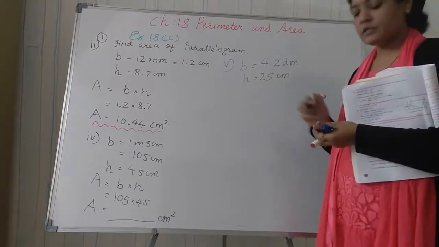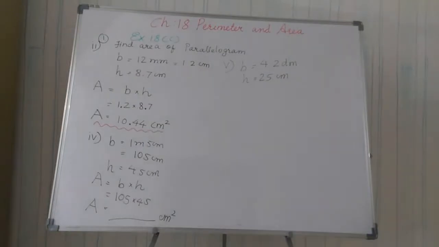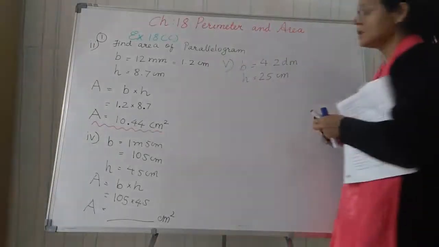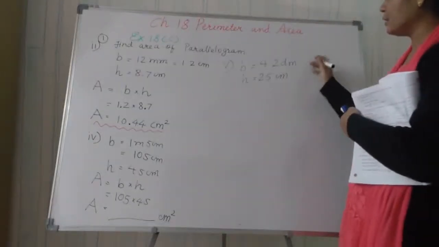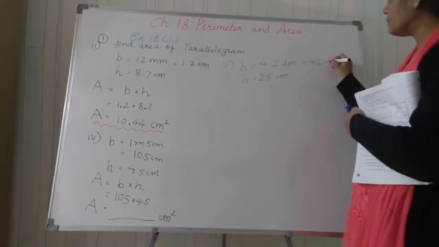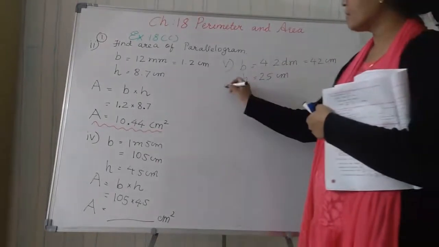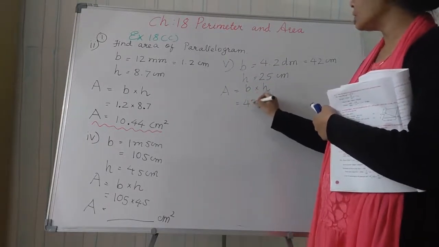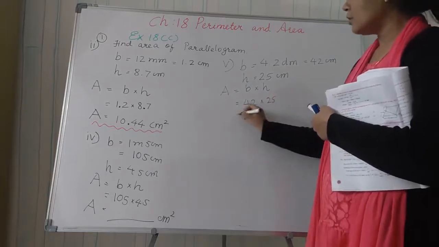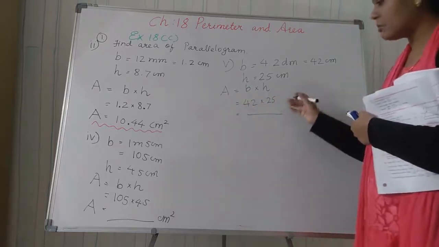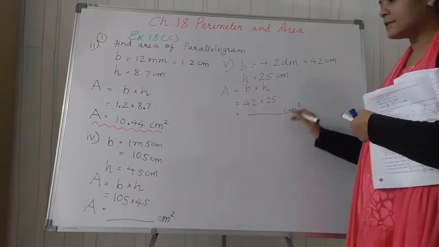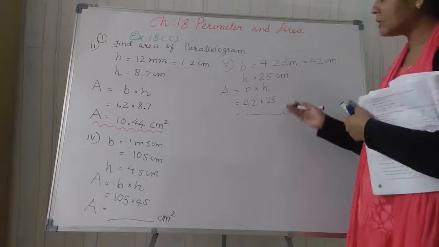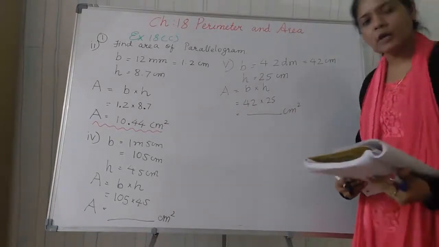So first of all students, we have to convert this decimeter into centimeter so that both the units are the same. Now as we know that 1 decimeter is equal to 10 centimeters, so 4.2 into 10 we get 42 centimeters. So now students, again applying our formula, area is equal to base into height. So that is base 42 and this is 25. So now you again can do this multiplication by yourself and write your answer as centimeter square. These are very basic type of multiplication, so you can get your answer.